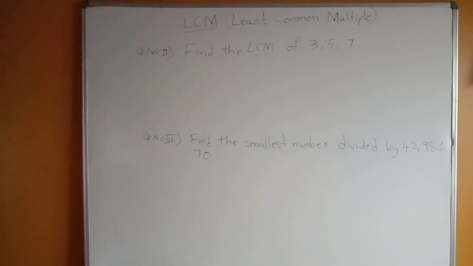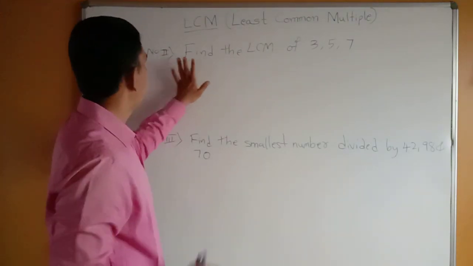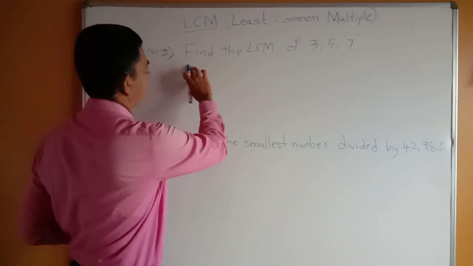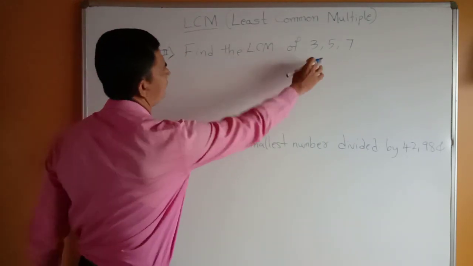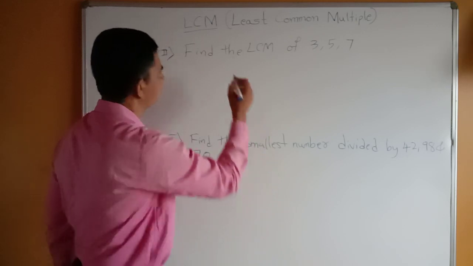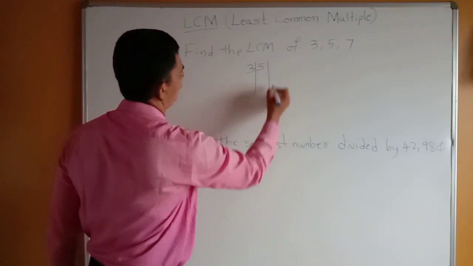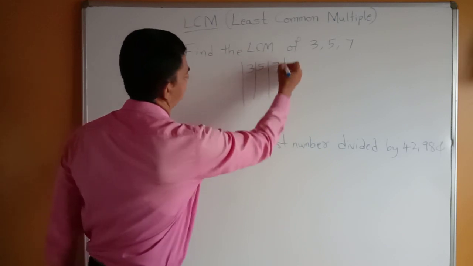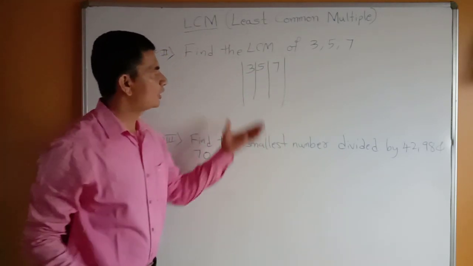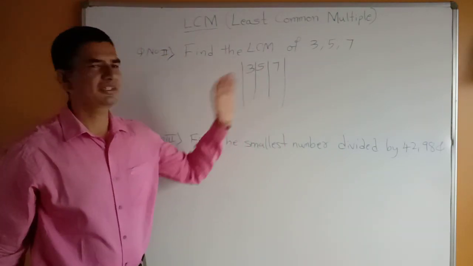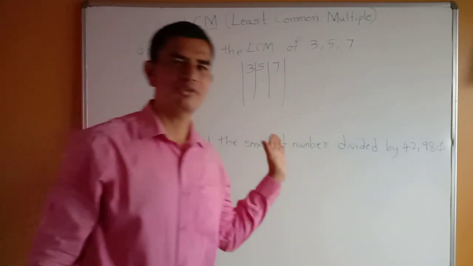Friends, let us see the second question here. I have written the same question: find the LCM of 3, 5 and 7. Okay, we have to write this 3, 5 and 7. So we have to observe this carefully. Sometimes they will give questions like this.